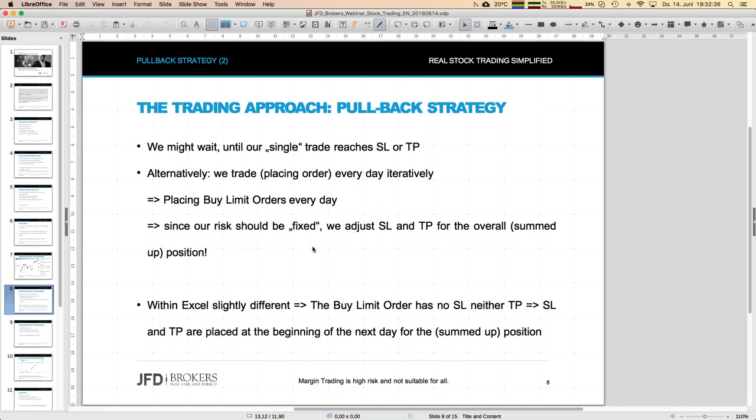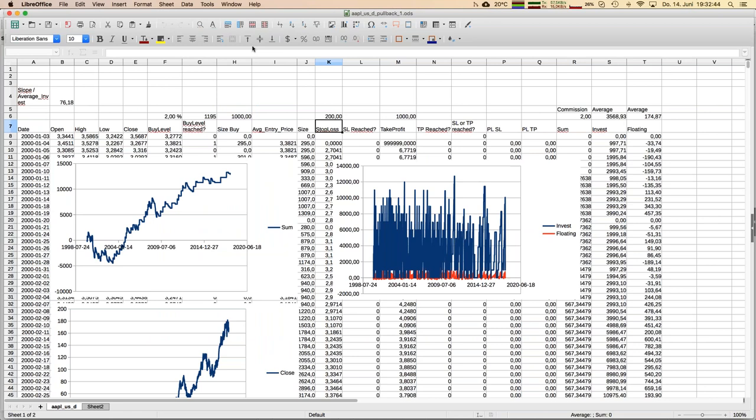That's how we do it within the Excel sheet. And let's look at how that works. And then we come to an improvement of that kind of strategy. And here is our start behavior within the Excel sheet.